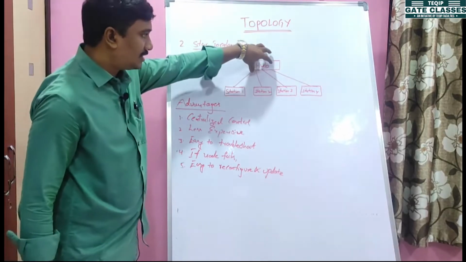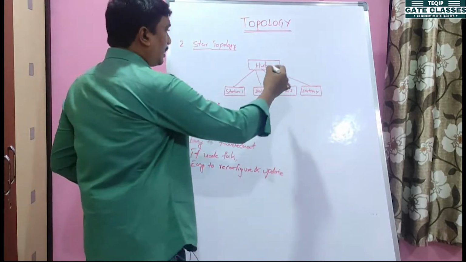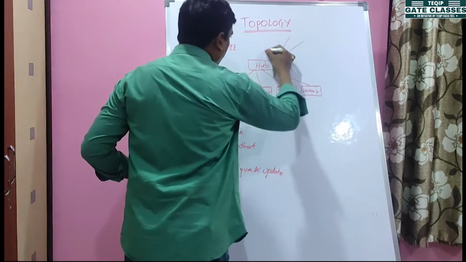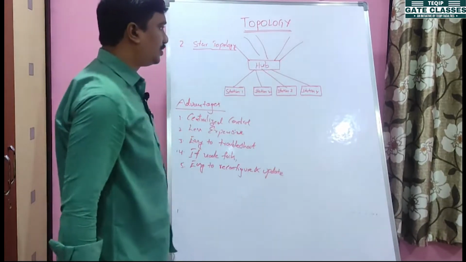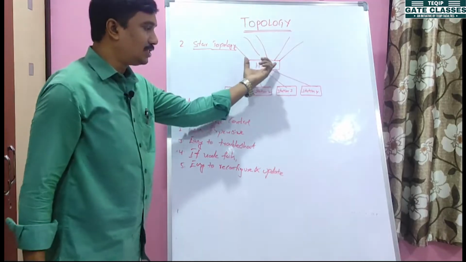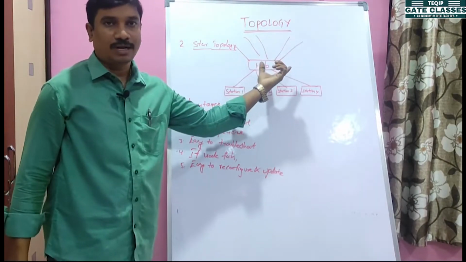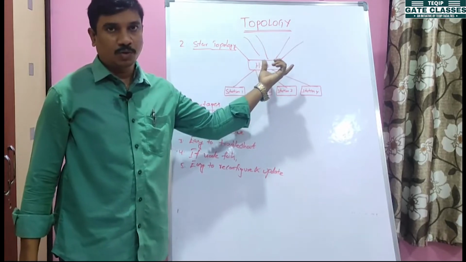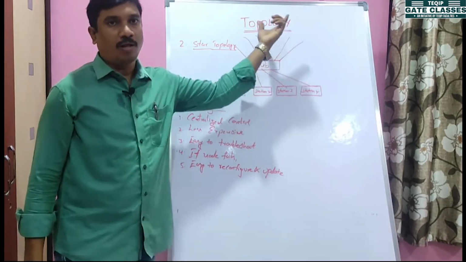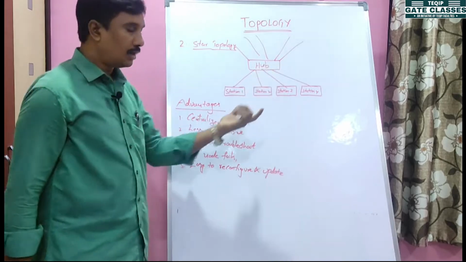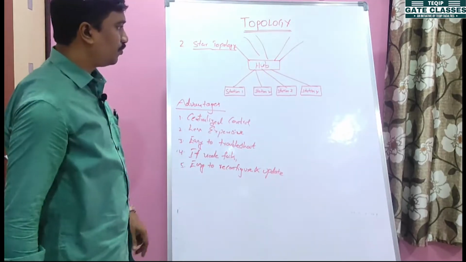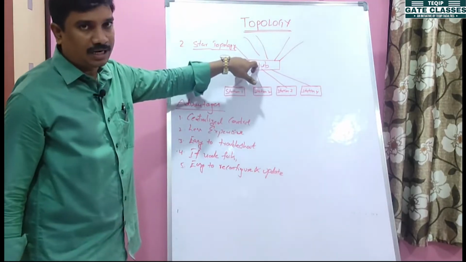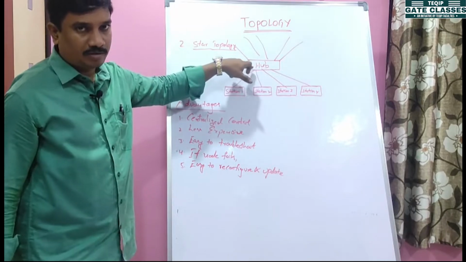Centralized control means these are the different stations, and the centralized part is there. We can also call it a hub or switch. It can control the whole network. And less expensive: when we use the hub or switch as centralized control, the cost is very low.